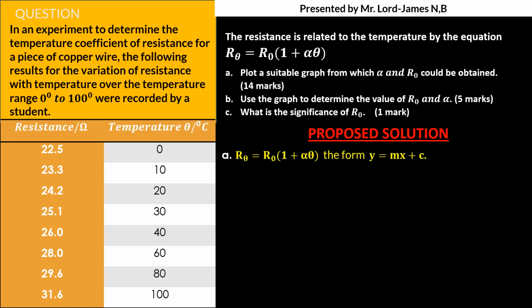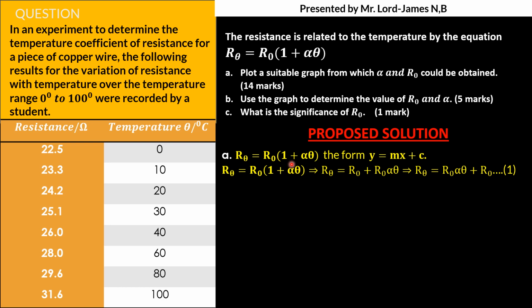To begin with, R theta is equal to R naught into 1 plus alpha theta. And in the previous video, we saw that in order for us to plot data on a straight line, we always need to make it resemble the general equation of a straight line, that is y equals mx plus c. So we can rewrite this expression in the form y equals mx plus c by expanding the brackets as shown on the screen.